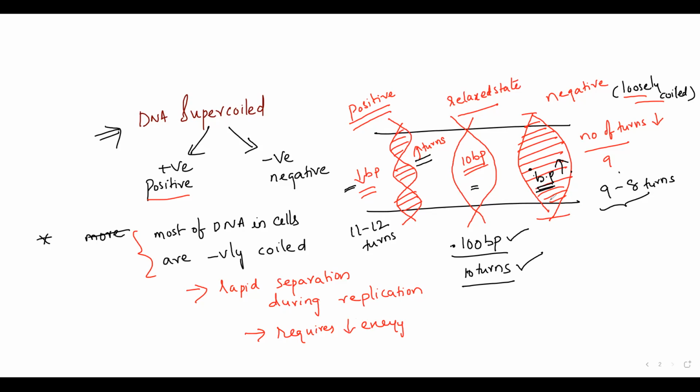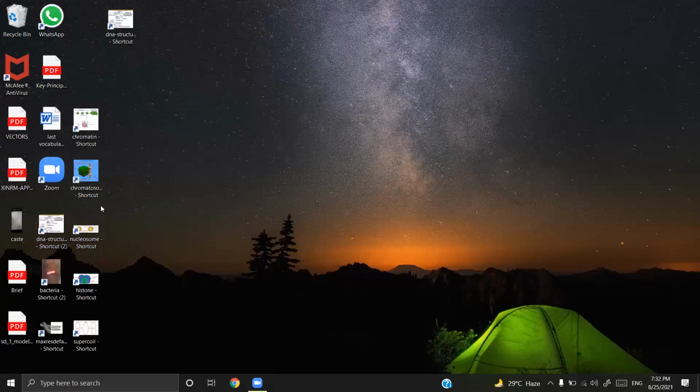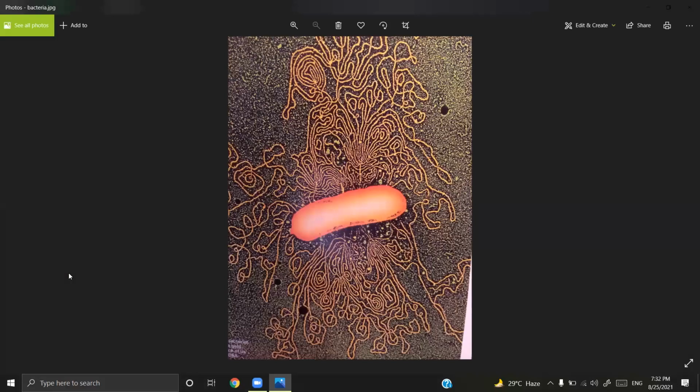The concept is clear, children. Now coming on to the next thing I have to speak about here, the first thing is about the DNA of your bacteria. Let me first start with your prokaryotes. Let me share my screen with you all such that I can give you a glimpse of the bacteria. Yeah, children, what you're seeing on the screen is the bacteria.